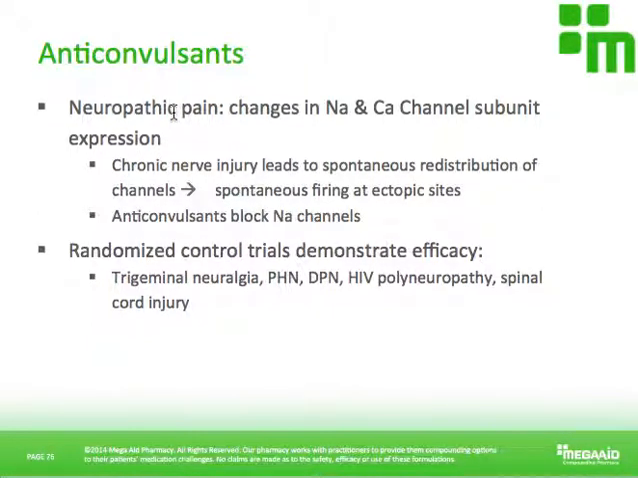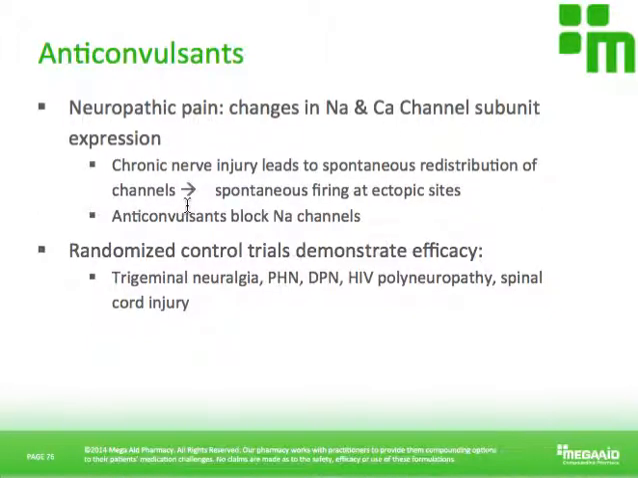And when we talked about neuropathic pain, we talked about the pathophysiology of pain. And when we talked about chronic pain, we mentioned that chronic pain can sometimes be a result of acute pain. And also remember that our nervous system, it's plastic. That's why it's called neuronal plasticity. It's adaptive, and sometimes it could be maladaptive. So what happens in neuropathic pain, you can have changes in the sodium and calcium channel subunit expression, and the chronic nerve injury will actually lead to spontaneous redistribution of this channel.